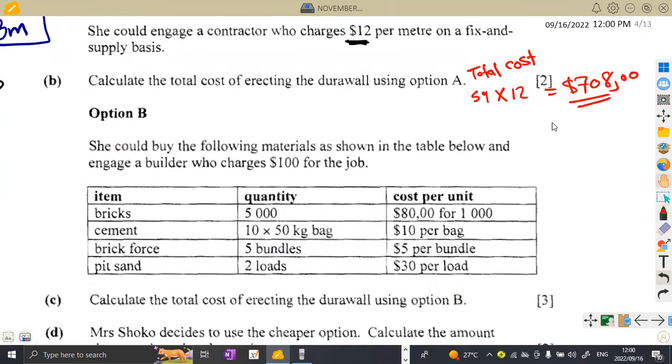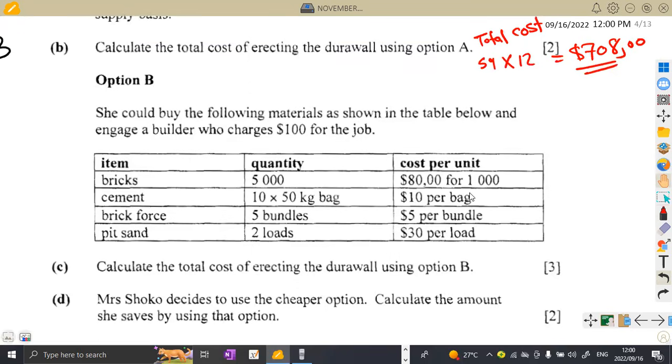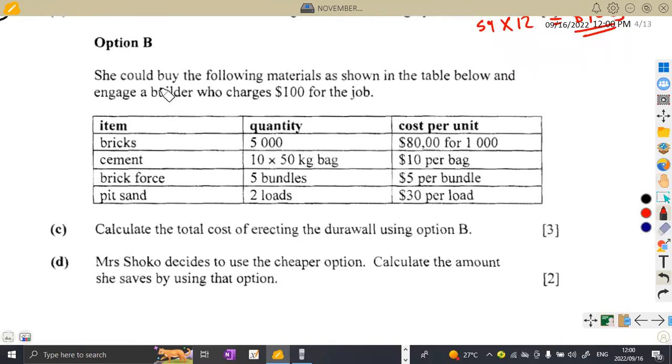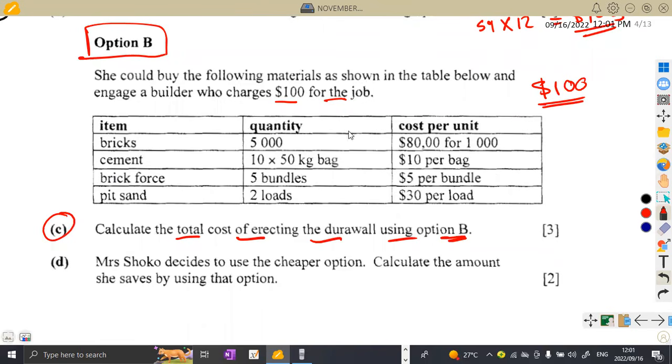Now let's consider the second option, which is option B. On option B, this is what is going to happen. She could buy the following material as shown in the table below and engage a builder who charges $100 for the job. So which means to just erect the job, the builder needs $100 if this material is being provided. Okay, so what is the material? We are given this, and the question on C now is to calculate the total cost for erecting the Jura wall using option B, which is this option B that we are given.